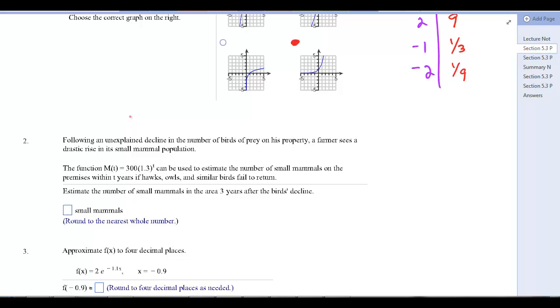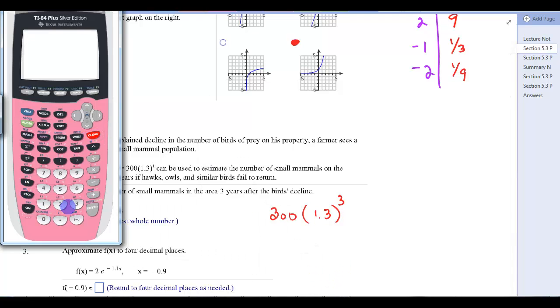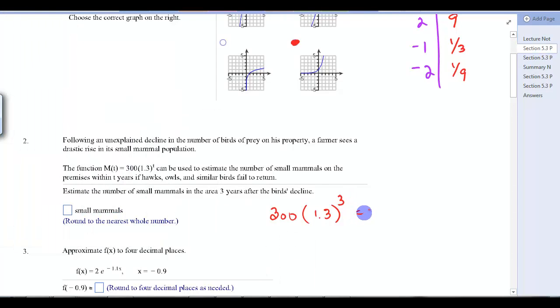All right. All this is plugging in because you're given some time here. Estimate the number of small mammals in the area 3 years after the birds decline. So that's 300 times 1.3 to the third power. You can do that in the calculator. 300 times 1.3 raised to the third power, and hit enter, and you get 659.1. It does say to round to the nearest whole number, so our answer would be 659.